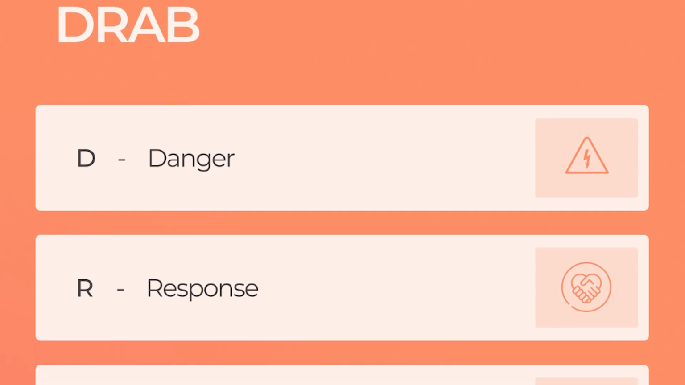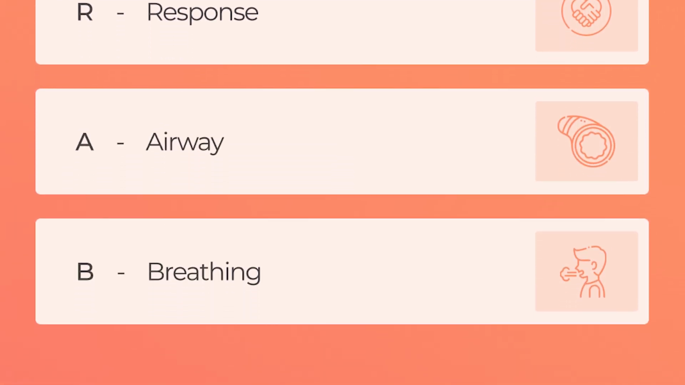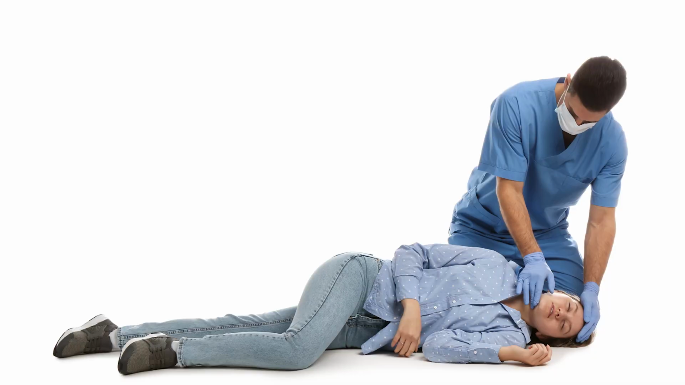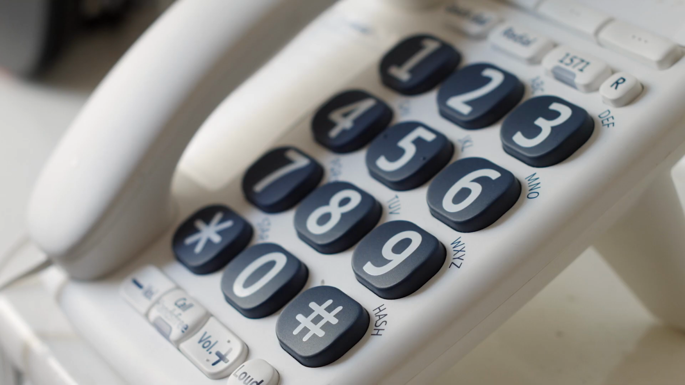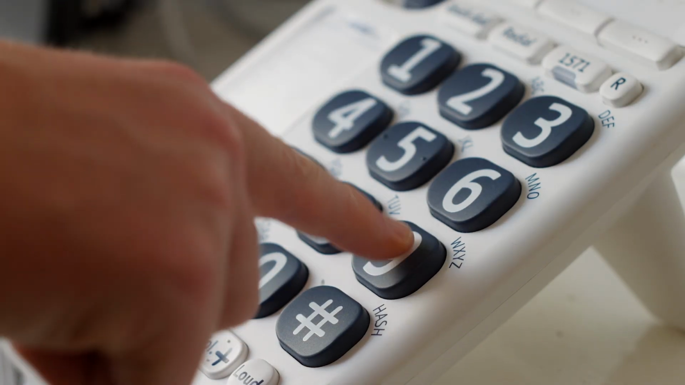Encountering an unconscious casualty requires the DRAB approach: danger, response, airway, and breathing. This model guides you in ensuring the scene is safe, checking responsiveness, and securing the casualty's airway and breathing. If the casualty is breathing, place them in the recovery position, dial for emergency services, and monitor their condition closely. Prioritize threats to their oxygen supply and be vigilant for any signs of improvement or deterioration.